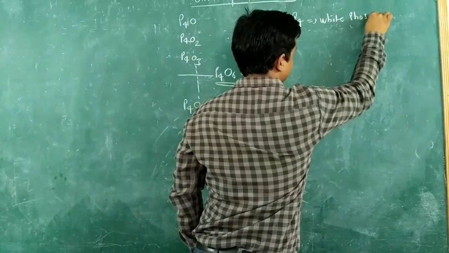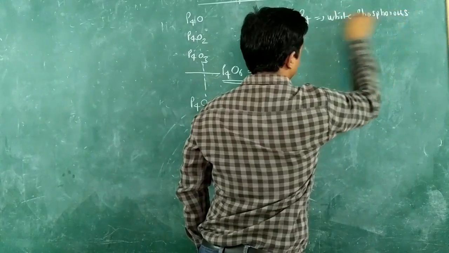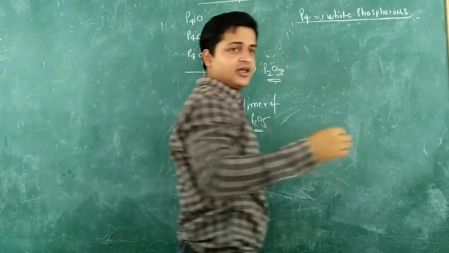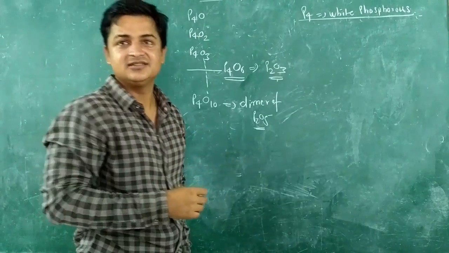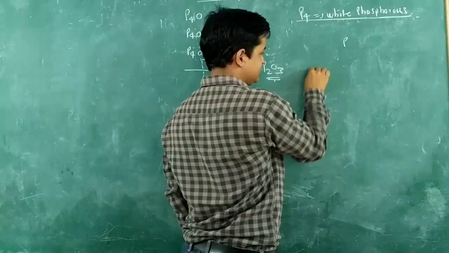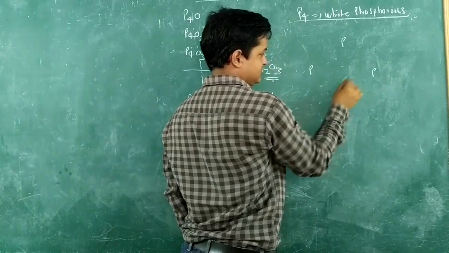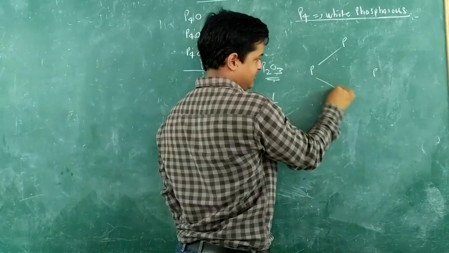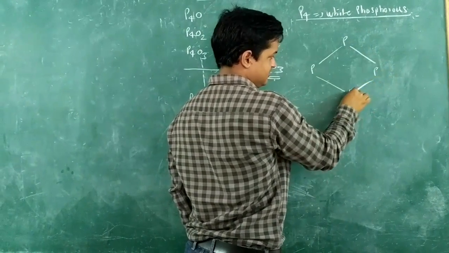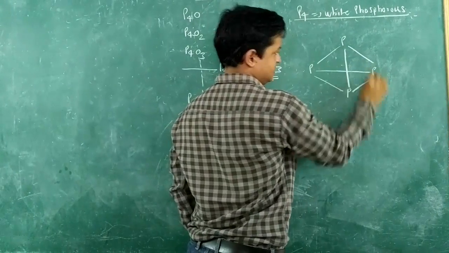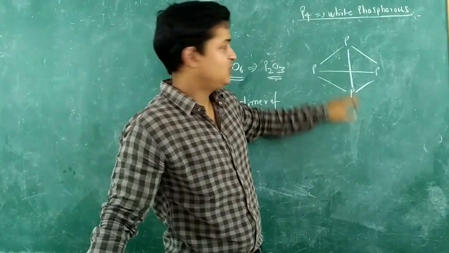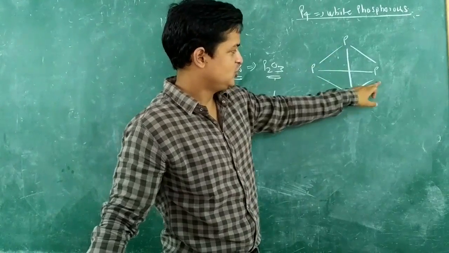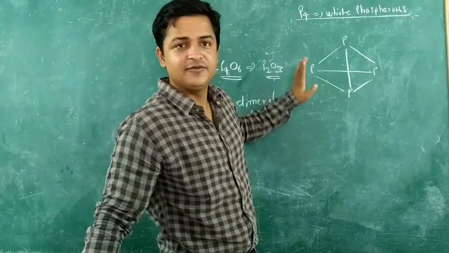White phosphorus. It's very simple, you can remember an example of white phosphorus. It has a kite-like structure. It's like phosphorus, phosphorus, phosphorus, phosphorus. Just join them by single bonds. So there are a total of 6 P-P bonds. How? 1, 2, 3, 4 and the 5th one.